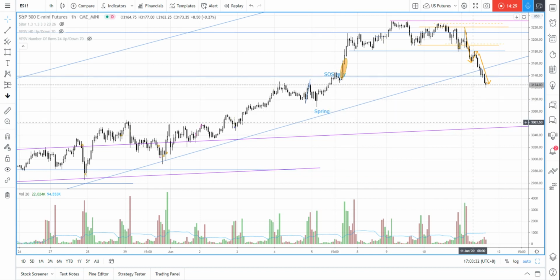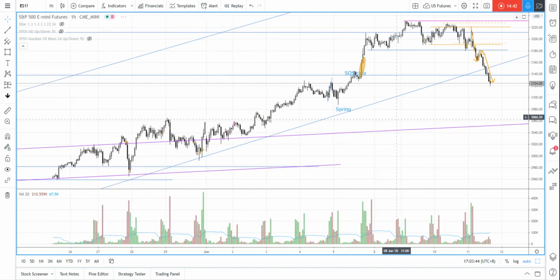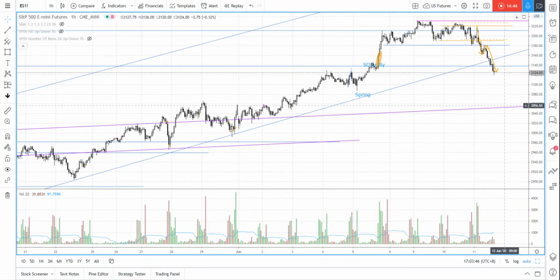And the next level of support is where I mentioned just now, around 3060, where it coincides with the point and figure downside projection together with the daily time frame channel supporting level, and also this smaller structure supporting level. So that is a possible scenario as well.